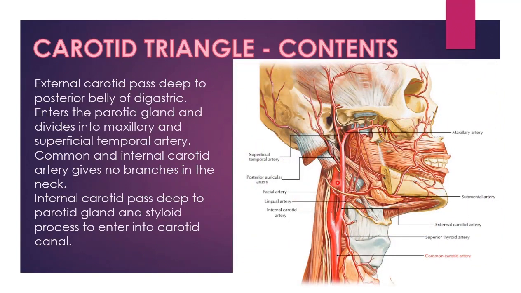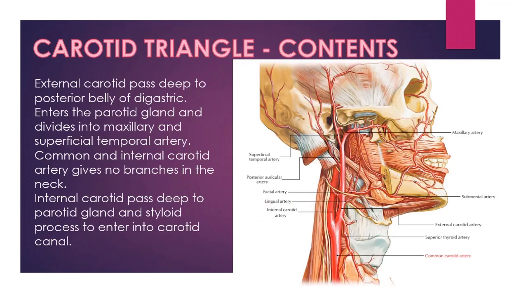So here you are able to see the internal carotid artery passing deep. This is the external carotid artery dividing into the maxillary artery and superficial temporal artery. Whereas this passes deep to the styloid process, and behind you can see the external jugular vein, which is actually not shown in this picture.